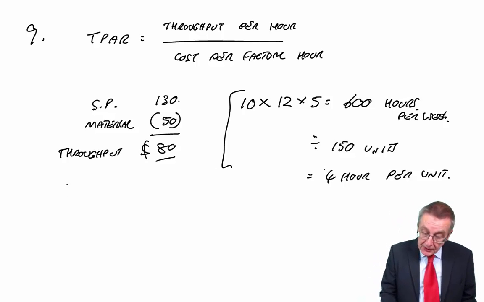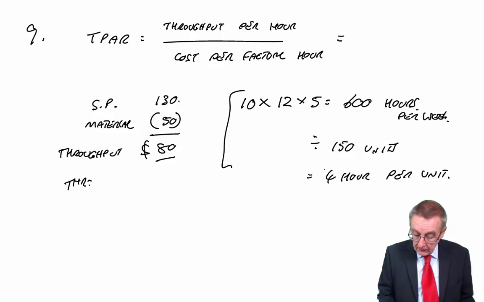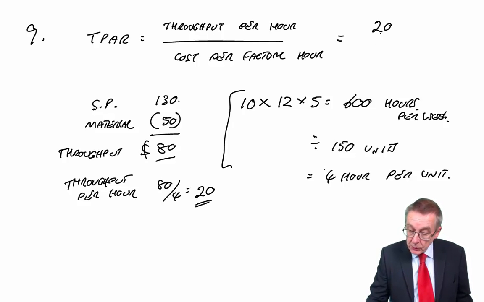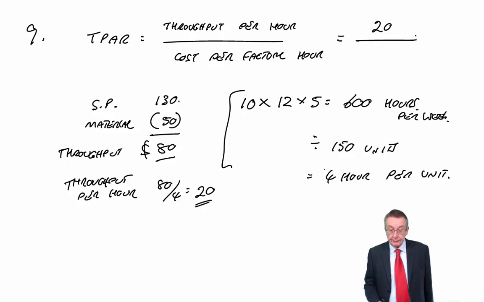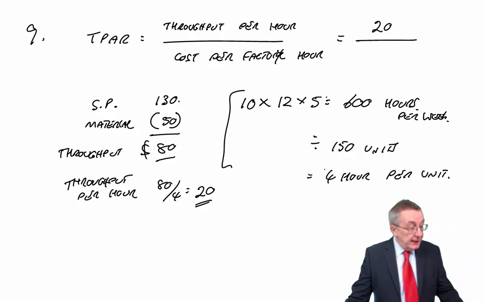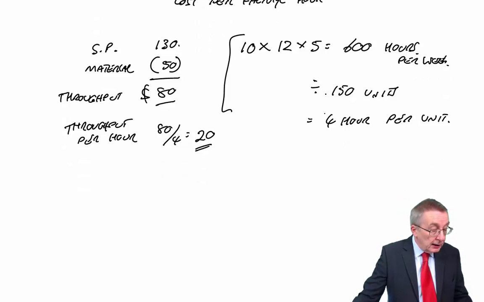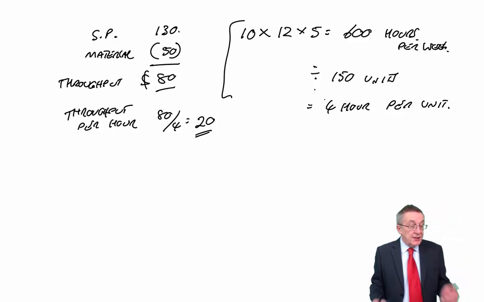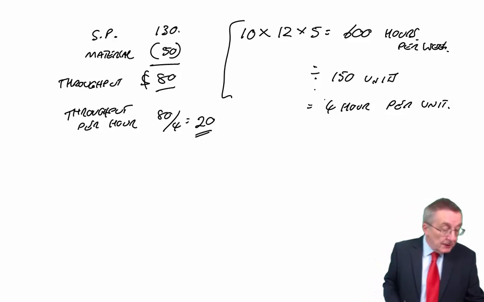So the throughput per hour: $80 a unit, 4 hours a unit. The throughput per hour is 20. To get the ratio, divide by the cost per factory hour. And how much are the costs per factory hour? It's all the costs except for materials.